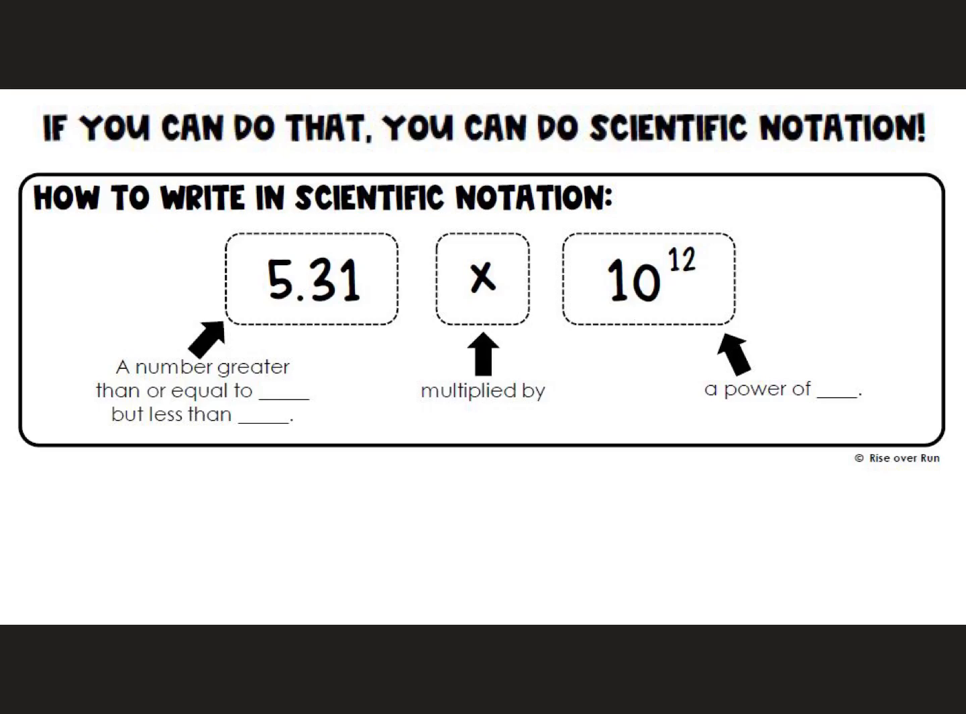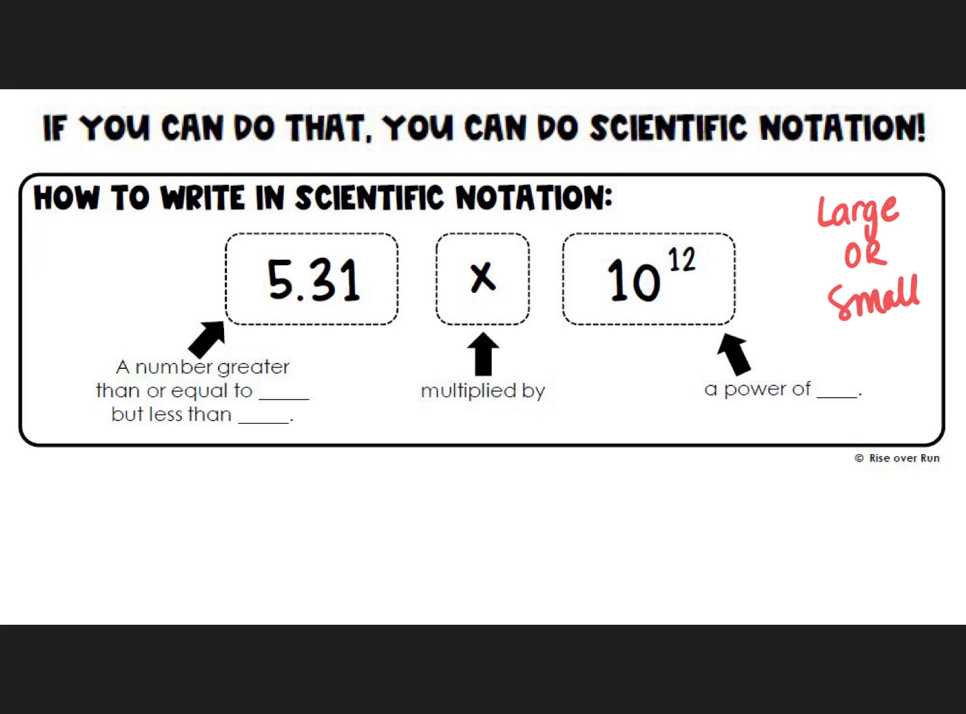When we're trying to write numbers in scientific notation, it's basically a shortcut for writing really, really large numbers or really small numbers. So you want to think about, if I have a big number or a small number, how can I write it more efficiently? Scientific notation gives us that ability to do so.